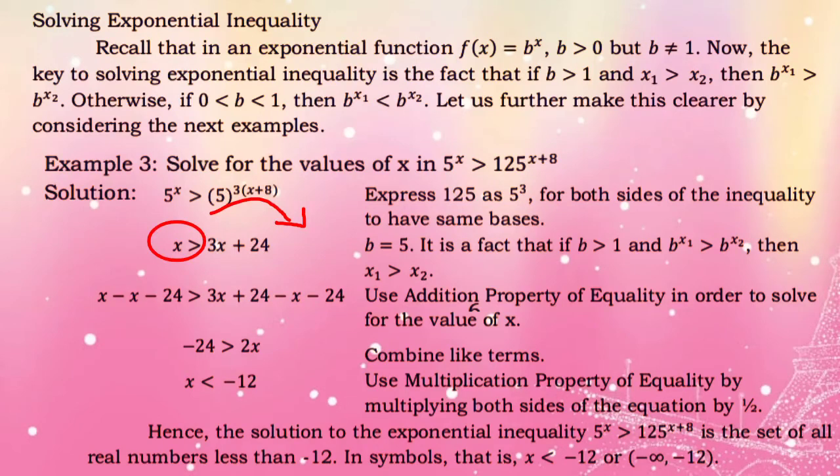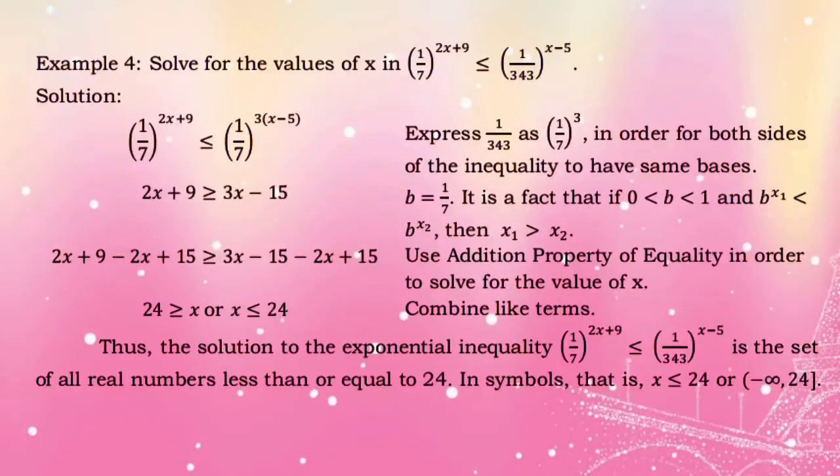So you have x transposed to the other side of the equation becomes negative x. Positive 24 transposed to the other side of the equation becomes negative 24. So you have negative 24 is greater than 3x minus x, which is also equal to 2x. So you have negative 24 is greater than 2x. Next is for us to use the multiplication property of equality by multiplying both sides by 1/2, or just simply divide both sides by 2. So you have negative 24 over 2 is greater than 2x over 2. You will have negative 12 is greater than x, or that is also equal to x is less than negative 12.